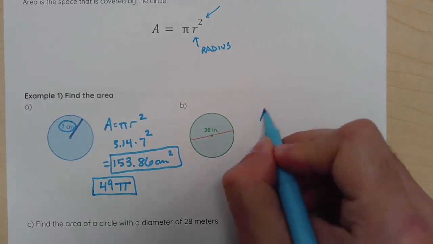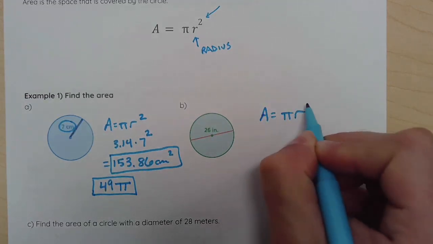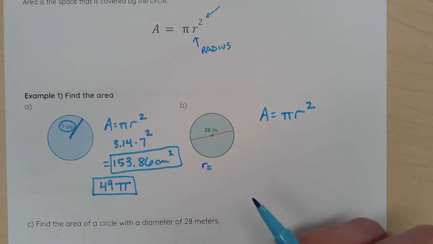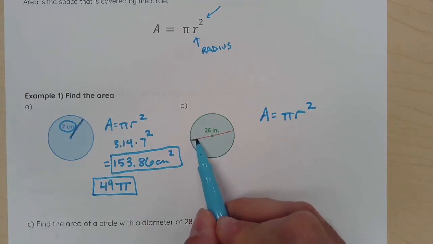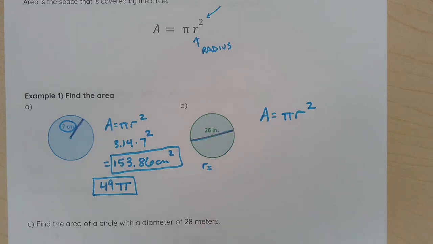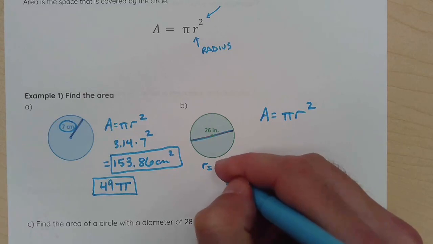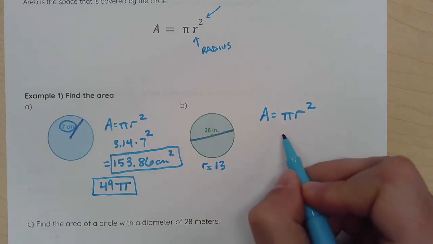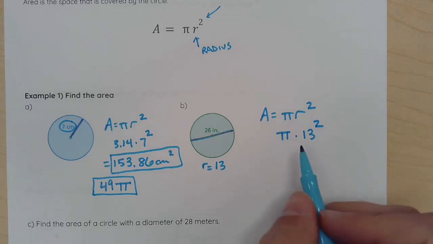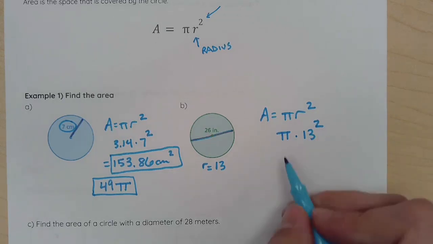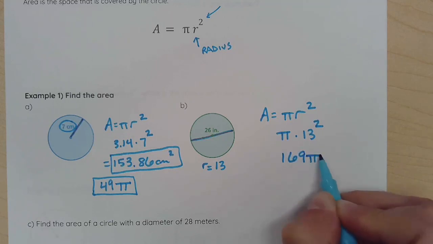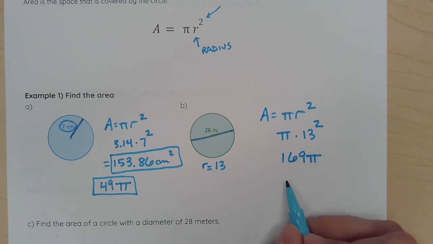Let's look at B. Again, I have area. So area equals pi r squared. The radius needs to be calculated because this line is our diameter. So 26 is the diameter. Divide that by 2, and the radius is 13. Pi times 13 squared. 13 squared is 169. So 169, then I put the pi. That would be my exact form.